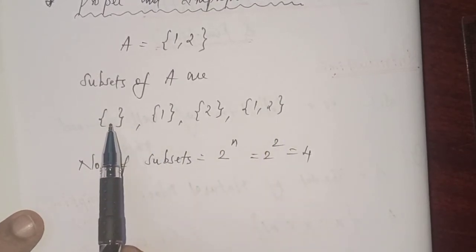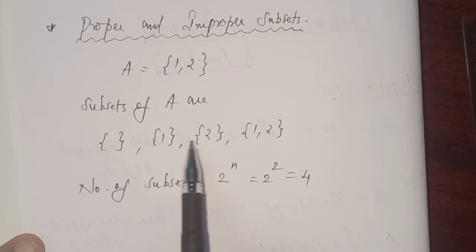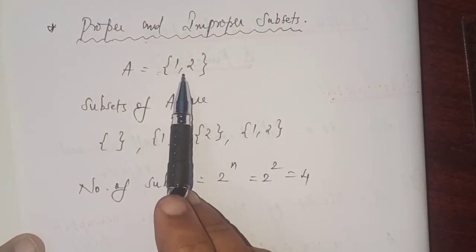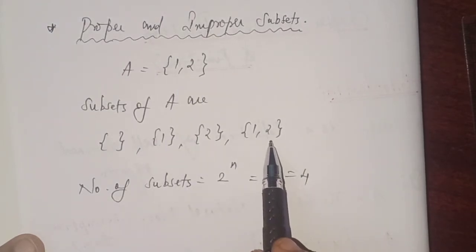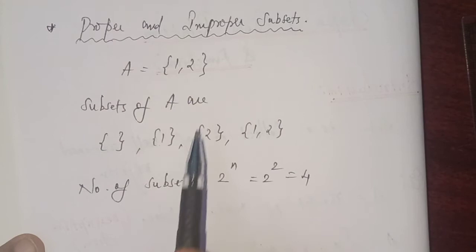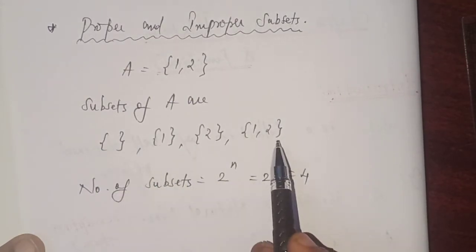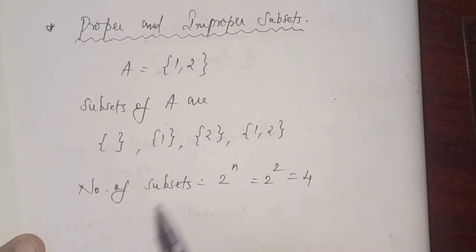So you can count now: 1, 2, 3, 4. It's an empty set. The empty set is a subset of the set {1, 2}. Even the single elements, what are they? 1 as well as 2 are subsets of {1, 2}. And the same set {1, 2} is a subset of {1, 2}. So 4 subsets.